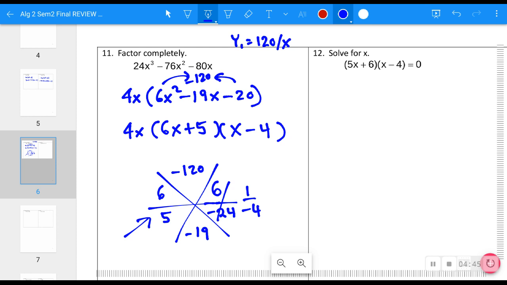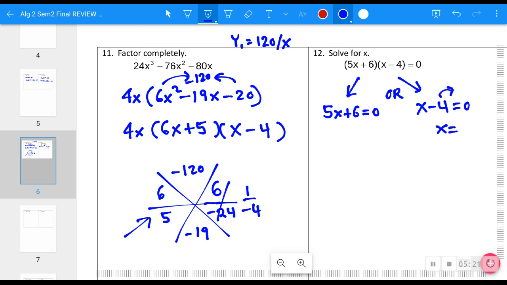Okay, number 12 is slightly different. It's already factored for us, and we're supposed to find out the actual values of x. Now it does say equals 0, which is really nice, because when you have one factor times another factor, and it equals 0, then what you know ahead of time is that at least one of them, it might be the first one, equals 0, or it might be the second one equals 0.